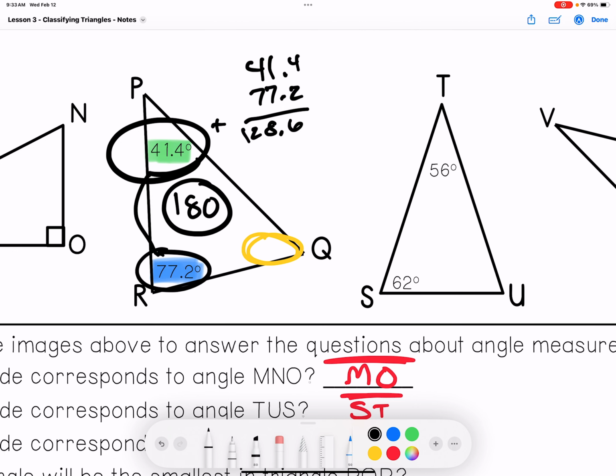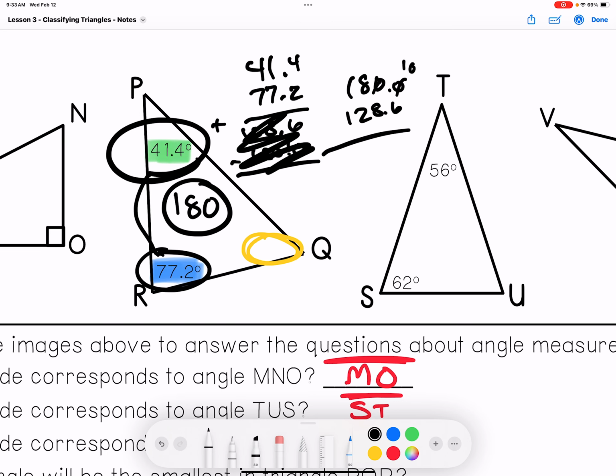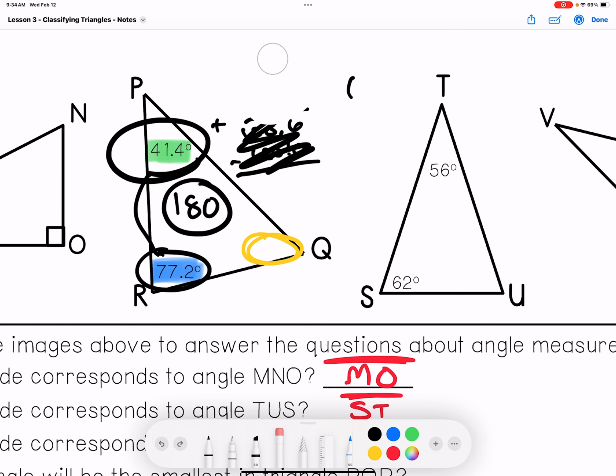$128.6. Now subtract that from 180 because that's the total. You would do this on your calculator, obviously. Tell you what, I'm going to do it on my calculator too, because that's how you would do it. So that's what I'm going to do.